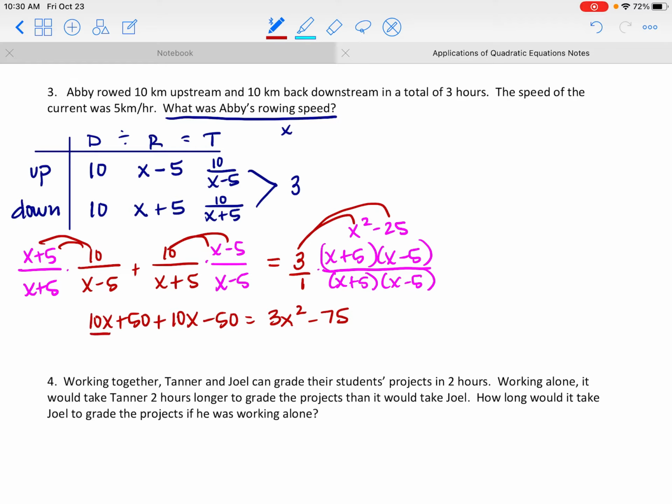Okay, so now we have our quadratic equation, but we definitely got to do some cleaning up here, some simplifying. So we've got 20x on this side, and then 50 and negative 50 are going to cancel, and we still have 3x squared minus 75 on the other side. And then I'm going to get everything in order and equal to 0. So I'm going to subtract the 20x over and put it right in the middle so that it's all equal to 0.